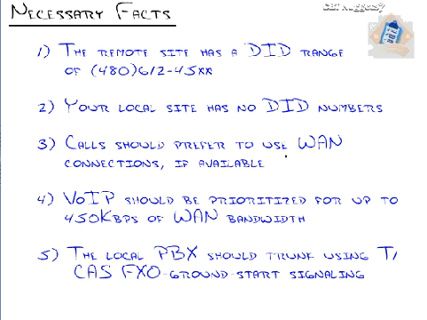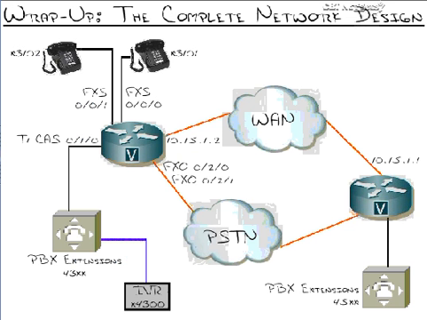The calls should prefer to use the wide area network connections if available. Good to know. Voice over IP should be prioritized for up to 450 kilobits of WAN bandwidth. The local PBX should trunk using T1 CAS FXO ground start signaling. I'm sure we'll come back to those facts plenty of times, but I'm ready to get going with the configuration.